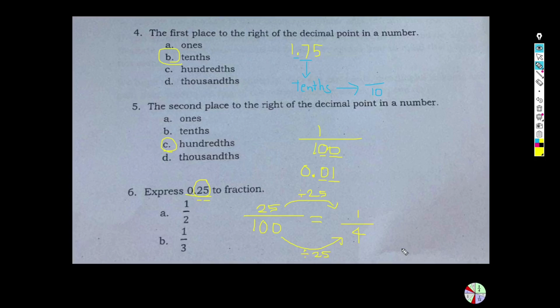Okay, it is on the next letter. I'm going to erase this one now. The answer is 1/4. So for number 6, it's letter C. Okay, 25/100 or 0.25 is equals to 1/4.